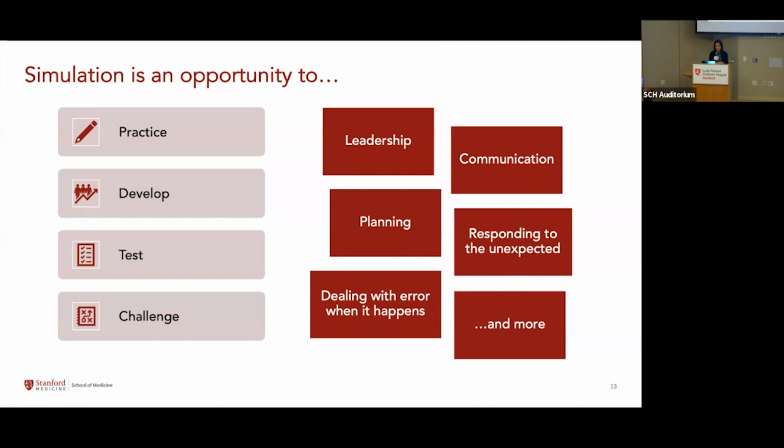So I think of simulation as an opportunity to practice, but also push it a little bit further and get teams to develop, test, challenge ways that they can come together and practice behavioral skills like leadership, communication, planning, responding to unexpected events, or dealing and responding to error when it occurs, and so much more. But it's really this opportunity for teams to come together and work in a realistic environment and improve their performance.